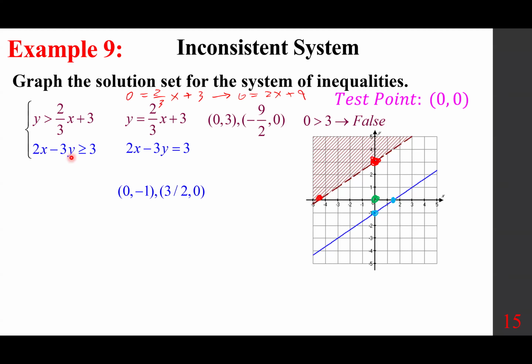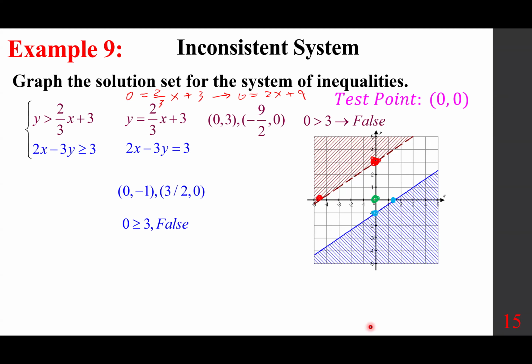Since 0, 0, this pair, the origin, doesn't belong to this line, that is also a good point to use as a test point into this original inequality. Replace the x and y with 0, you get 0 larger than or equal to 3. That is also a false statement. So that means this side is not the solution. The opposite side is shaded.